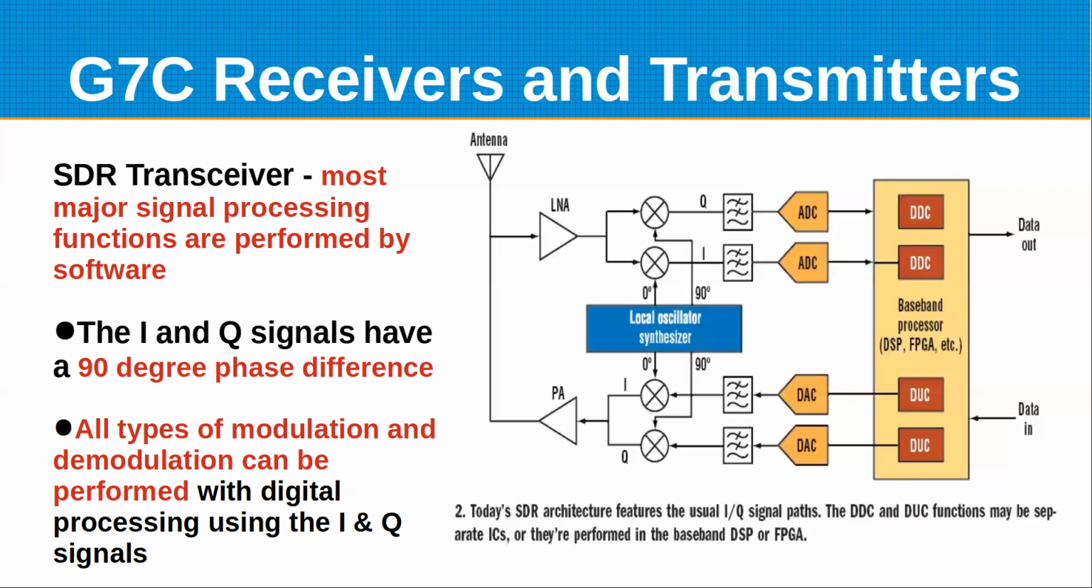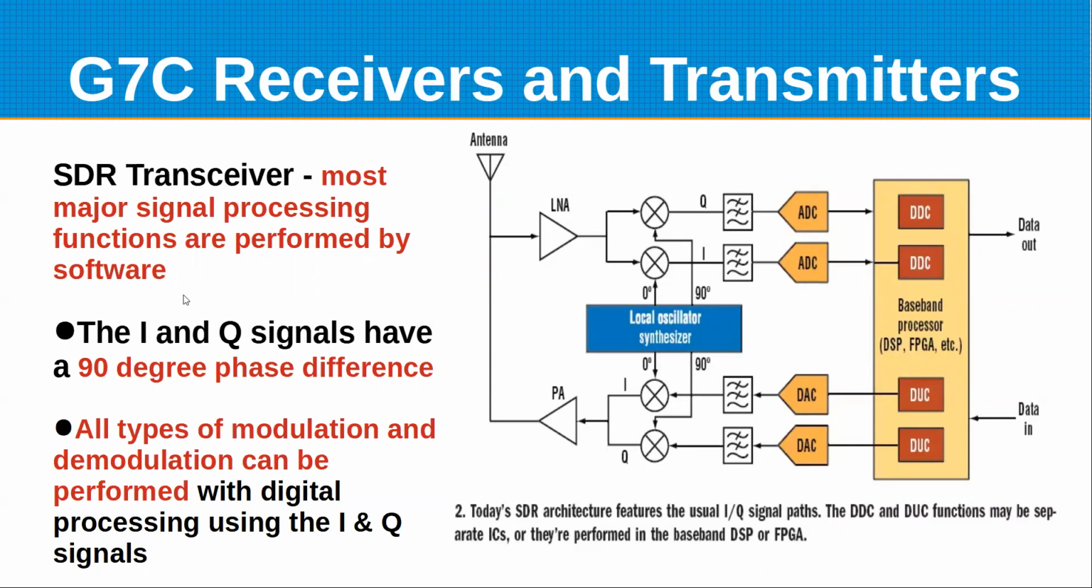So the only analog circuitry is whatever's in the front end, and sometimes even these parts are done digitally, where it's almost a direct input from the antenna into an analog to digital converter. So most of the processing, or almost all of it, depending on the manufacturer, is done in software. It's actually more like firmware.